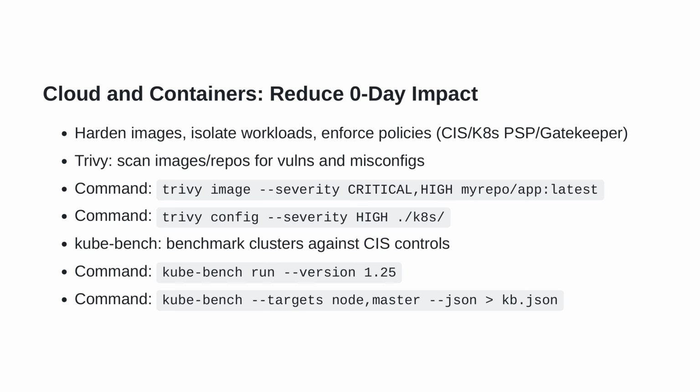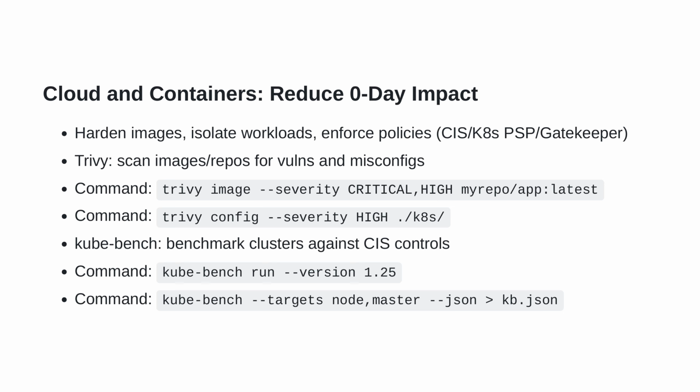For continuous scanning, use Trivy to catch vulnerabilities and misconfigurations early. Try trivy image --severity CRITICAL,HIGH myrepo/app:latest and trivy config --severity HIGH ./k8s/ to validate your manifests. Run kube-bench with the correct Kubernetes version to check against CIS benchmarks and capture structured results you can feed into dashboards or CI gates. kube-bench run --version 1.25. kube-bench --targets node,master --json > kb.json.